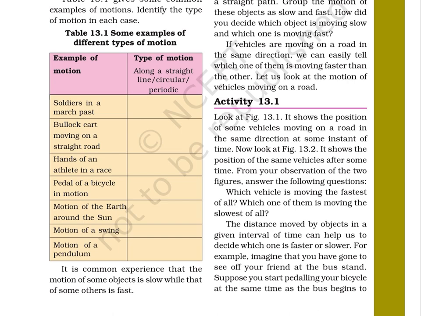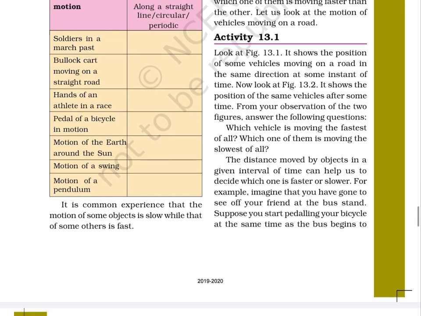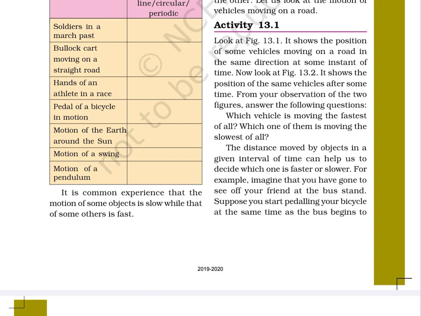Row 1. Soldiers in a march past. Row 2. Bullock cart moving on a straight road. Row 3. Hands of an athlete in a race. Row 4. Pedal of a bicycle in motion. Row 5. Motion of the earth around the sun. Row 6. Motion of a swing. Row 7. Motion of a pendulum.